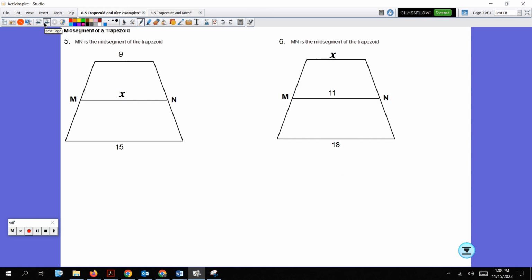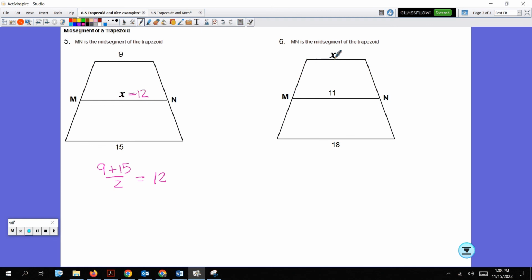The mid-segment of a trapezoid. Literally all we do is take the top plus the bottom, divide by 2. 9 plus 15 divided by 2. Well, 9 plus 15 is 24, divided by 2 is 12. So x is 12.